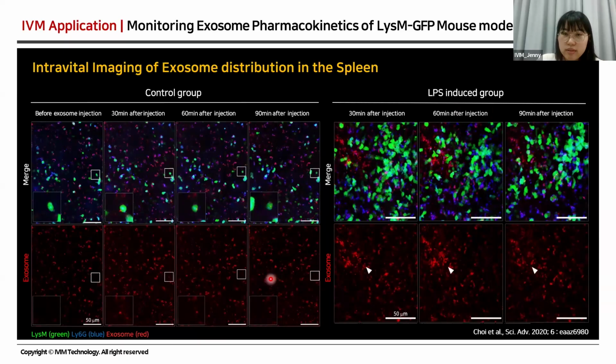In the control group, we could see that the exosomes were dispersed or quite spread out in the spleen and weren't exactly internalized in clusters inside the target immune cells. Whereas on the right, in the LPS-induced group, we could see that the exosomes were distributed in clusters very near or almost inside the immune cells.